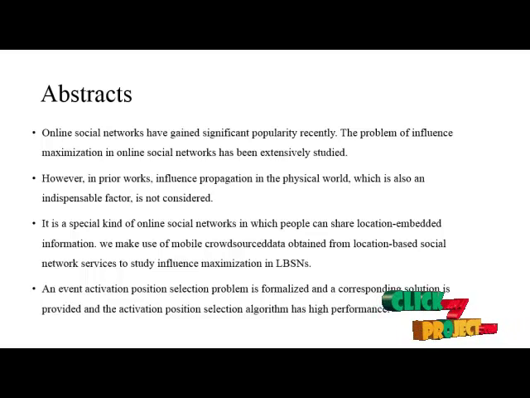It is a special kind of online social network in which people can share location embedded information. We make use of mobile crowdsourced data obtained from location based social network services to study influence maximization in location based social networks. An event activation position selection problem is formalized and a corresponding solution is provided.